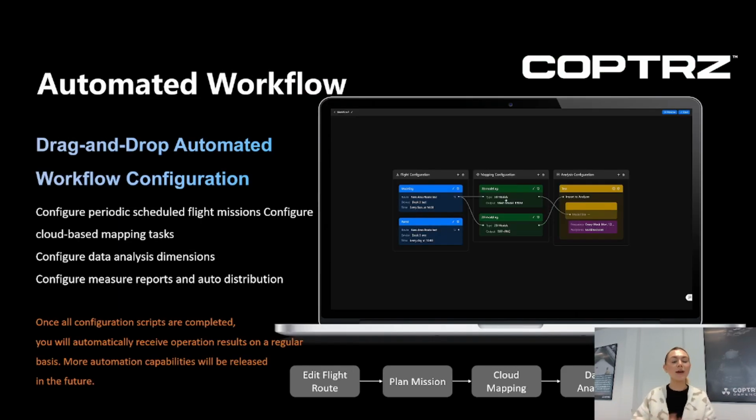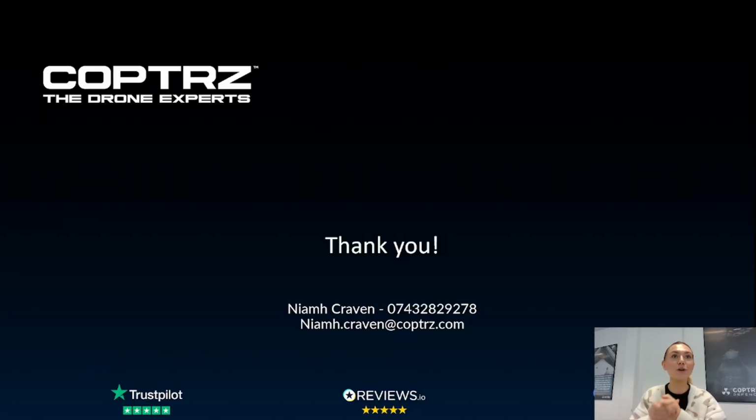You can then create an automated workflow, so you drag and drop them automated workflow configurations in, and the workflow looks like editing your flight route, planning the mission, cloud mapping, data analysis, and then export report. So it's literally a one-stop shop for everything that you need to do, your data collection, your data processing, and your data interpretation at the end. That is pretty much everything.